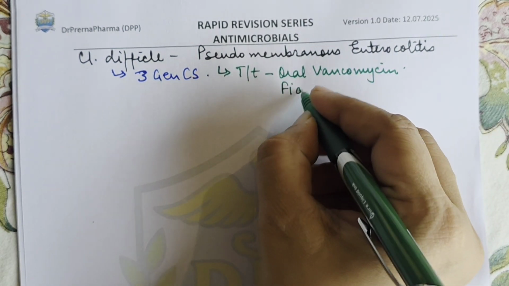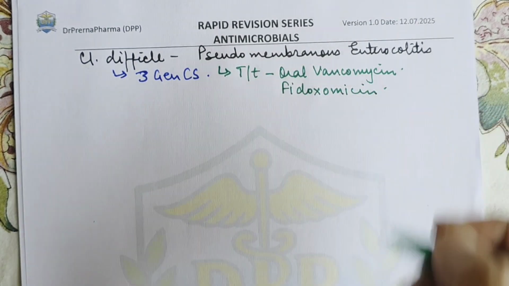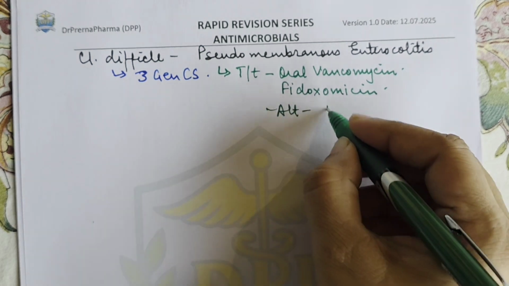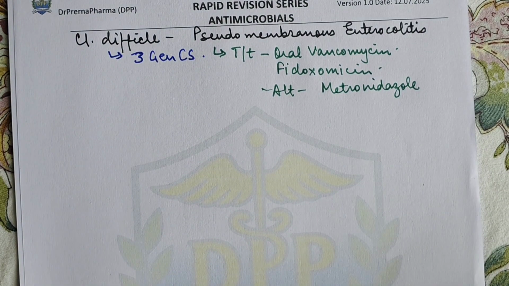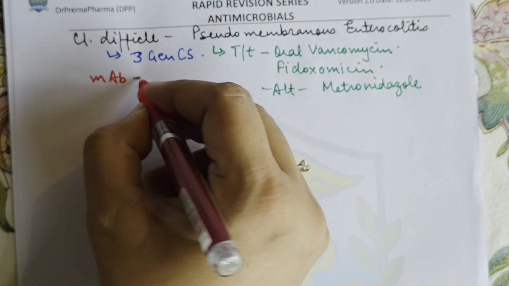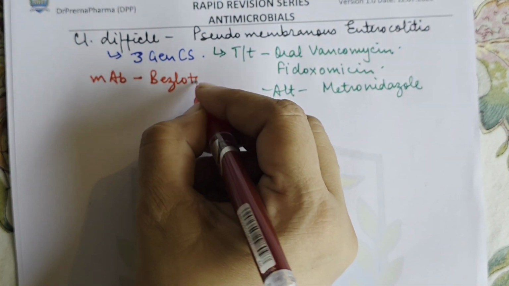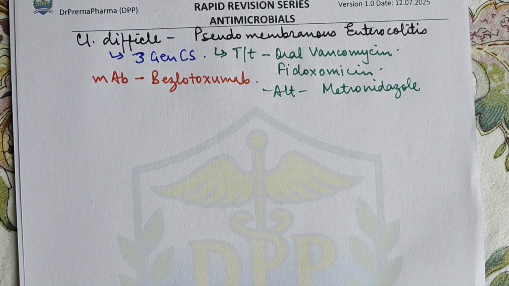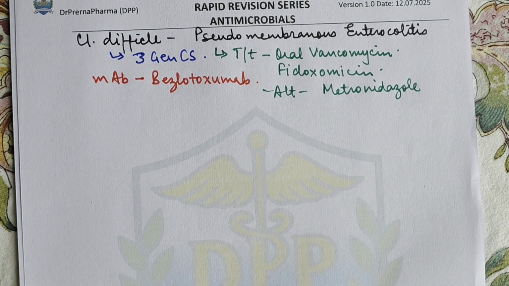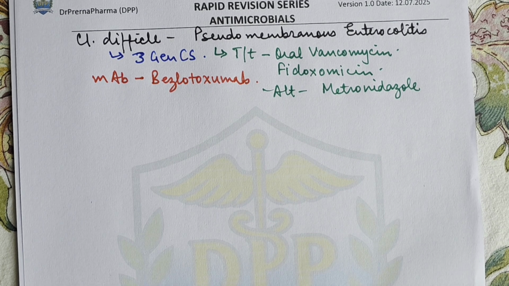Then another drug that can be given is fidaxomicin. Okay. Another alternative drug is metronidazole. Right. Now a monoclonal antibody has also come up. Its name is bezlotoxumab. This has been approved to reduce the recurrence of Clostridium difficile. Then you would also usually have seen this with warfarin, that there are reduced microbial flora and reduced vitamin K producing bacteria.